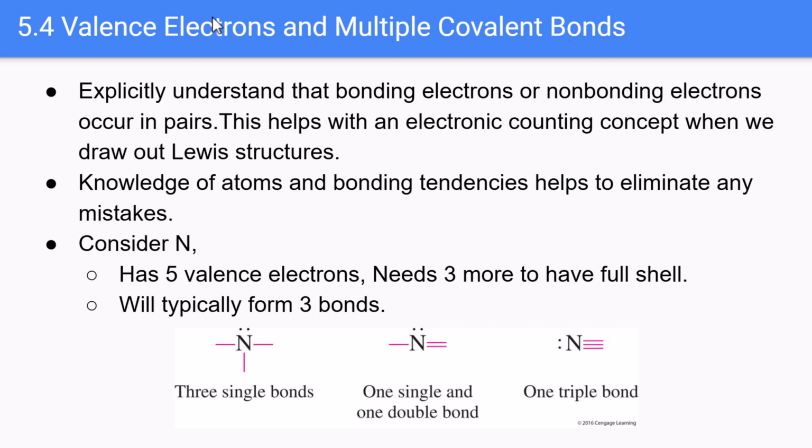It needs 3 more to have a full outer shell. So what you end up finding is that nitrogen tends to form 3 bonds, right? If it shares 3 electrons, it gets 3 electrons in return. So as a result, it would end up having 8 electrons in its outer shell. So we find that nitrogen tends to form 3 bonds.